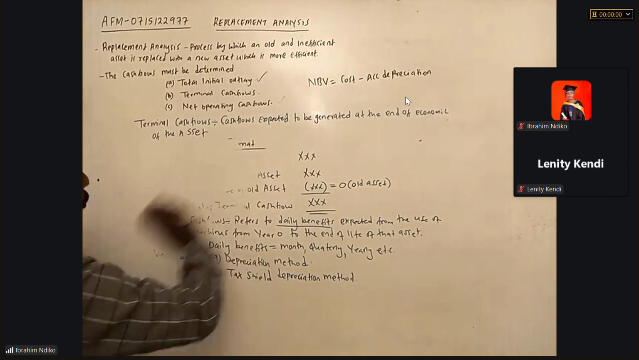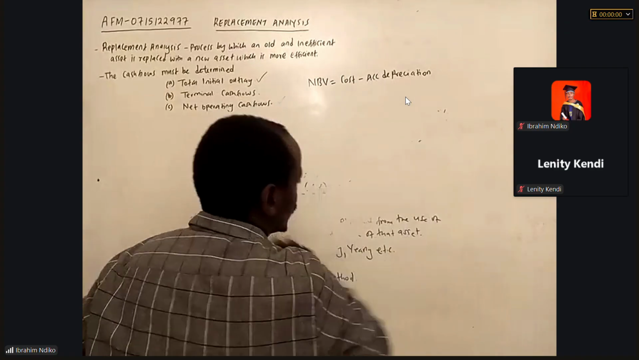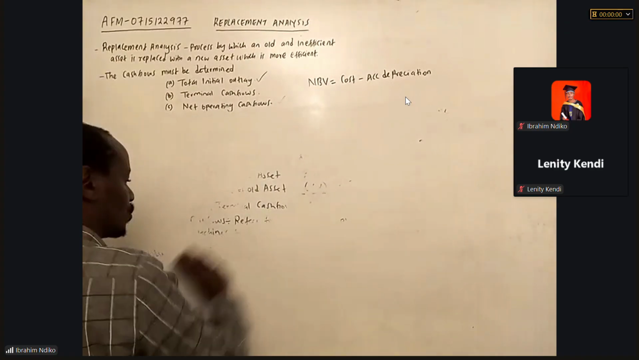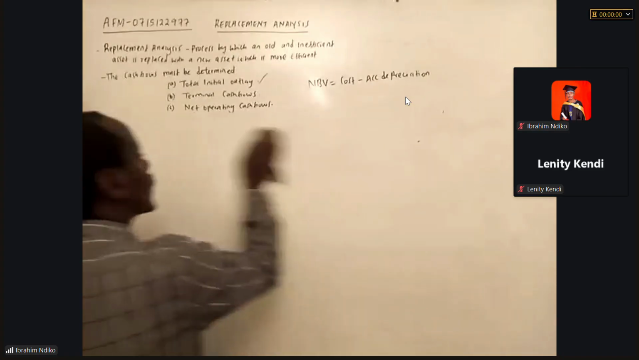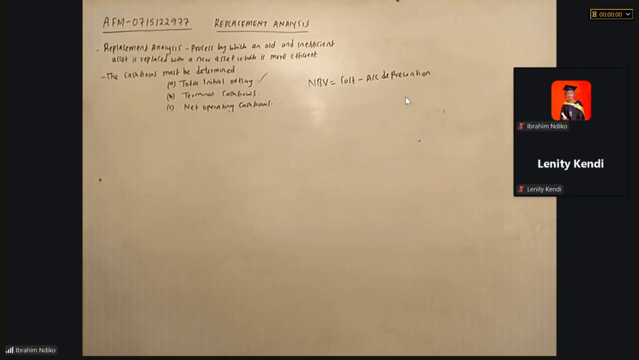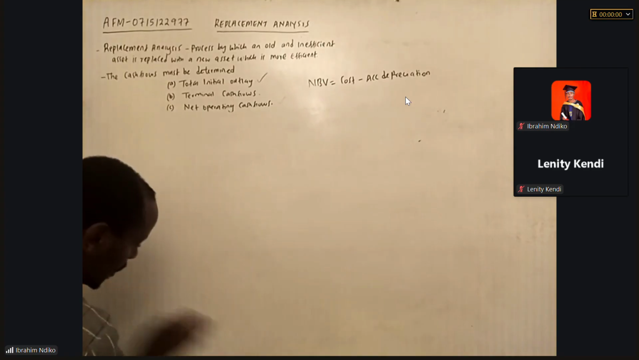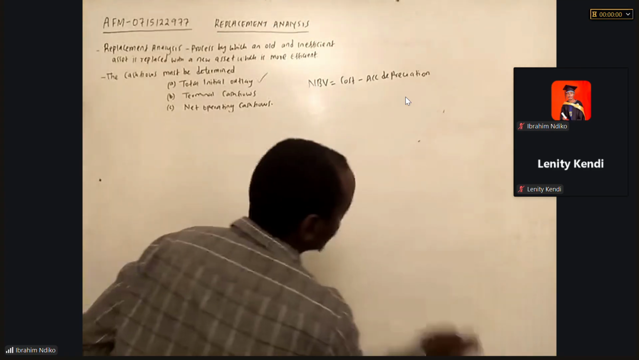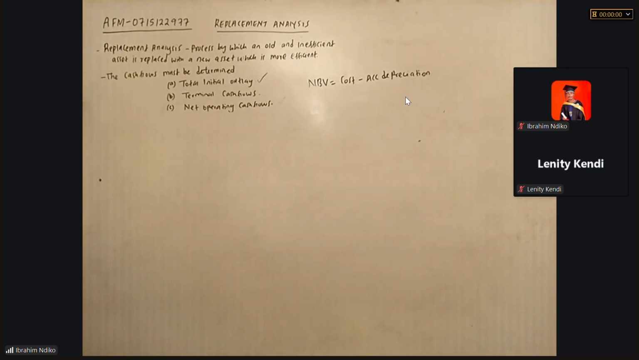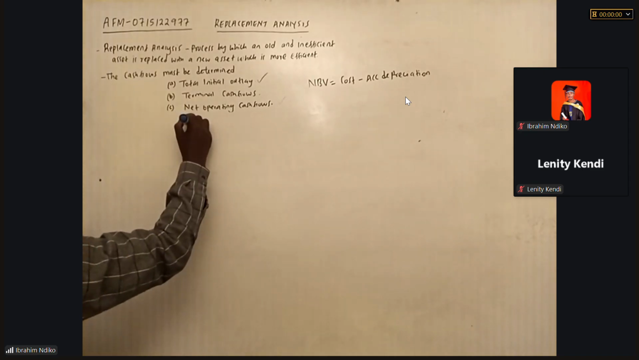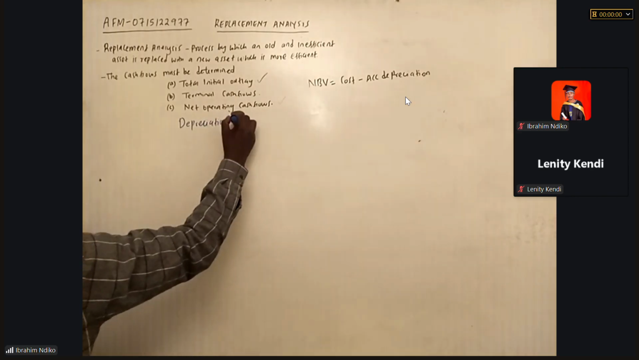In an exam, no one will tell you which method to use. It is up to you to decide which method you want to use. If you want to know those methods, you can check your notes from the intermediate level. Now, I'm interested in the depreciation method. That is what we shall be using.